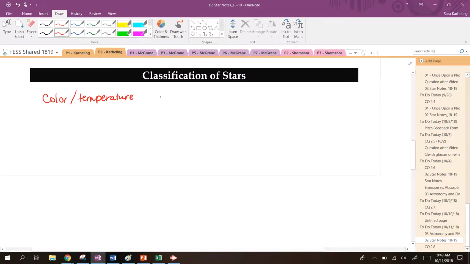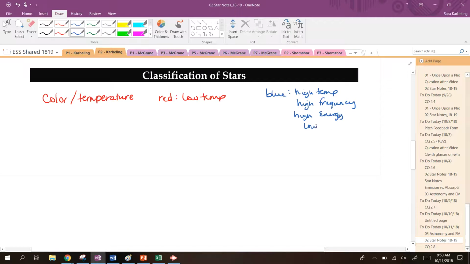Just a friendly reminder for us that red is going to be low temp. Blue is high temp. We know that because we know that blue light has a higher what? Frequency, and also has a higher energy. We're going to just remind ourselves of that so we don't forget. It's also got a high frequency. It's got a high energy.